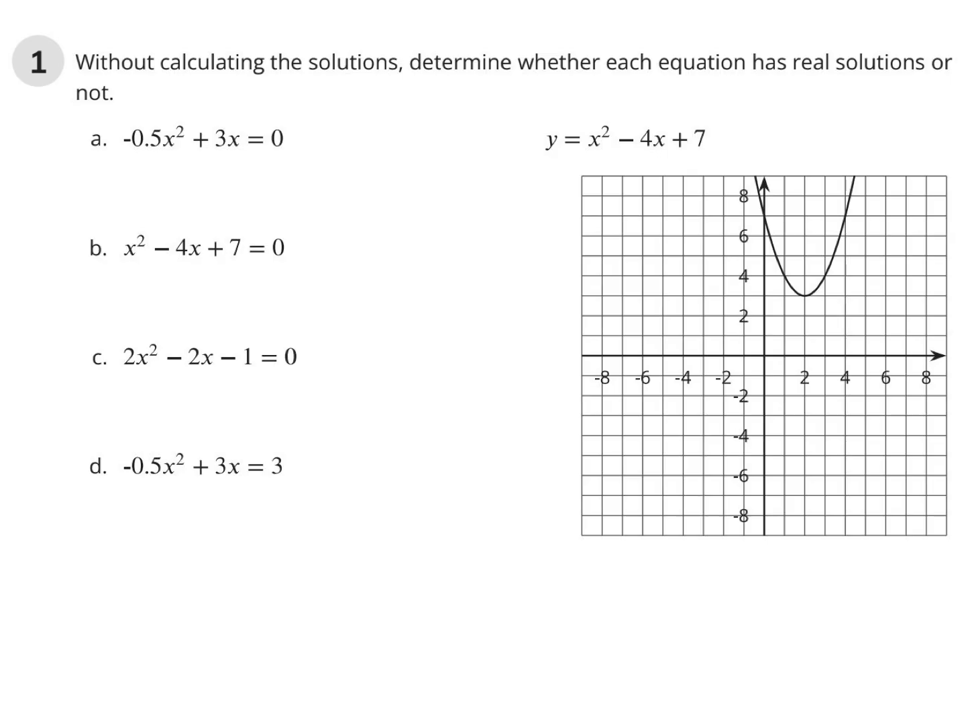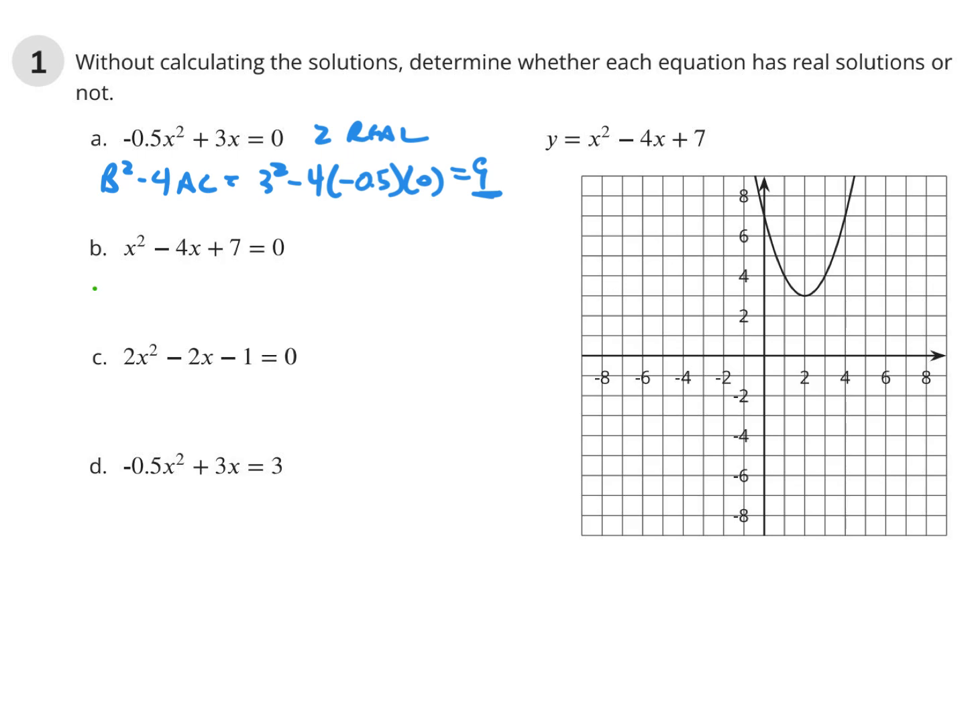All right, so let us start with the first one. There's no C term. So b squared minus 4ac is 3 squared minus 4 times negative 0.5 times 0, which is just 9, which is positive, so we have two real solutions. So 2 real. Okay, next one.